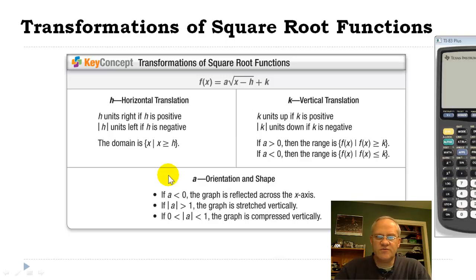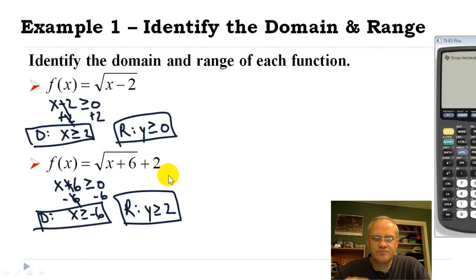If I go back to the last slide, remember what we just said, that this 2 tells me how far up or down to move it. Our parent function started at 0, so what did it do? It went up 2. The range went up 2. And remember this was the reverse one, so if this is plus 6, it counts as minus a negative 6, and that means you move it 6 to the left, and that's where our endpoint was. So you can sometimes see pretty easily what's going to happen there.